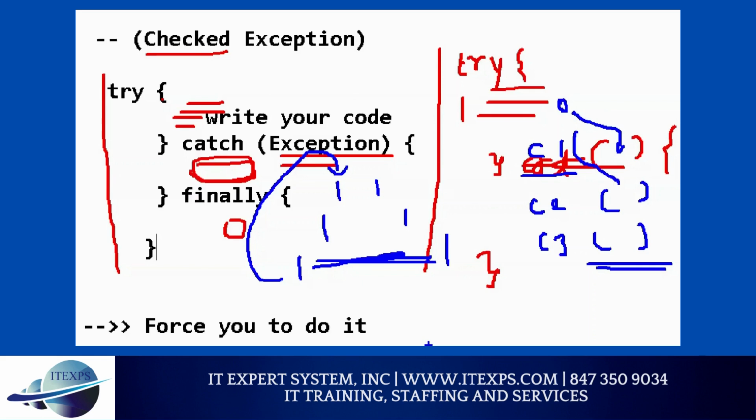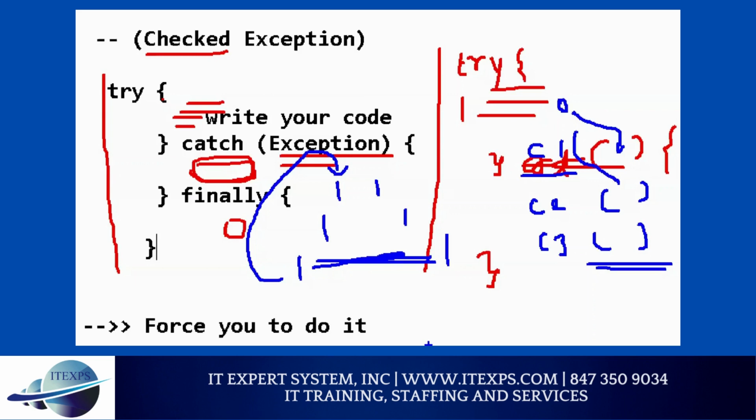Make sense? Now, it is possible you don't want any catch, then you need a finally. So far, so good? All those things you don't have to do for runtime exception. Runtime exception you don't have to do because it's a surprise. You don't know when it's going to happen. So runtime exception is a surprise, but checked exception you have to handle during programming. So far, so good? We are not done yet.